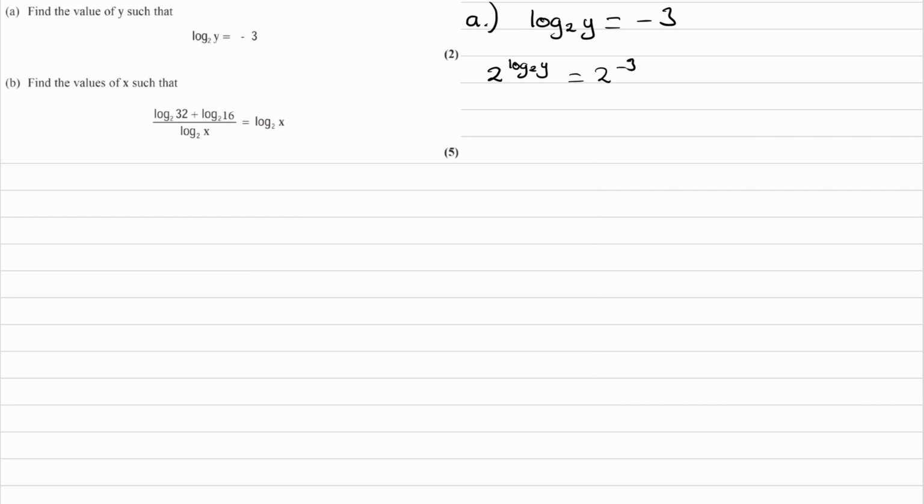And then we end up with the 2 and the log cancel, and we get y is equal to 2 to the minus 3, or 1 over 8, and that's the answer to part A. For part B, find the values of x such that this is the case. So I'll write this out.